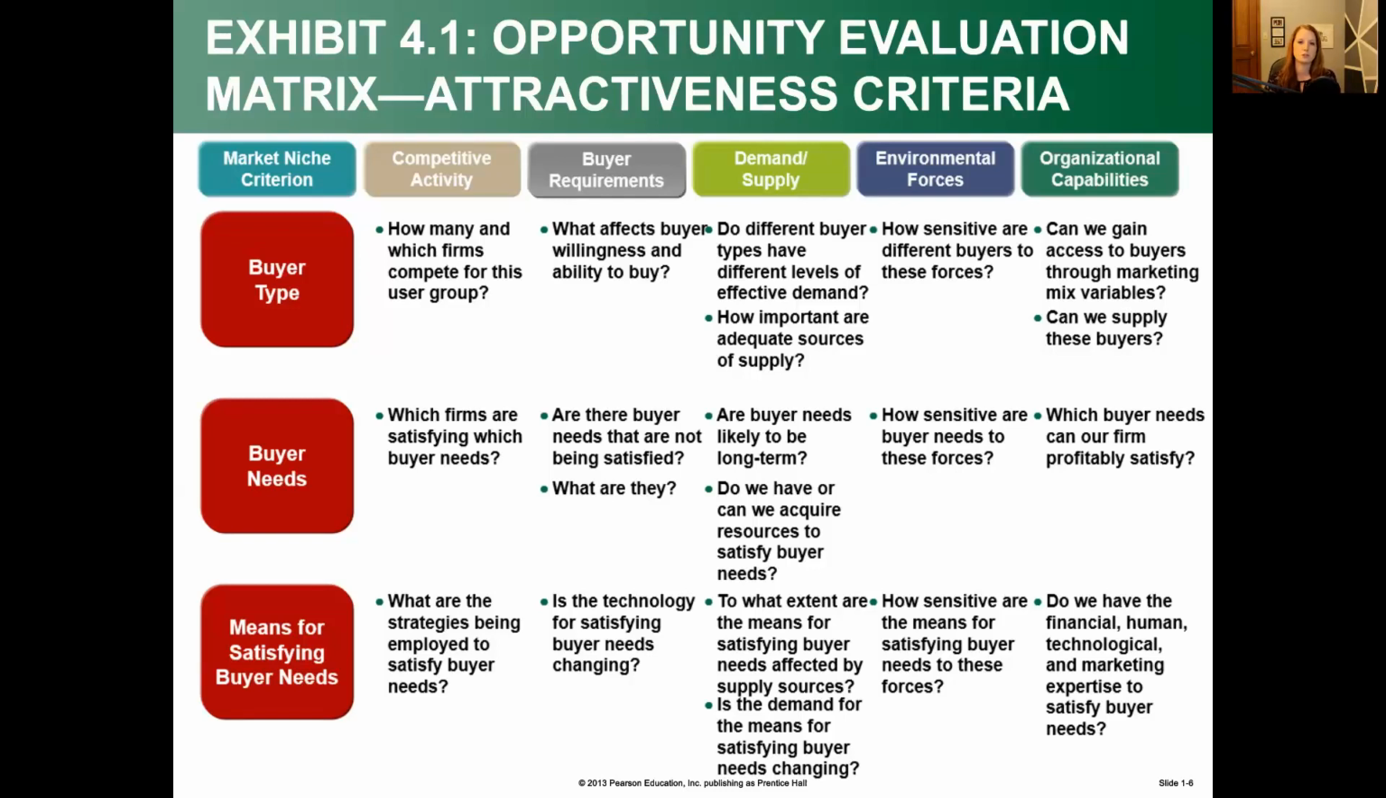So maybe that's not an opportunity that's really available yet. Then we can look at demand and supply within the market and ask some of these different questions. Like, we see these new buyer needs, but do we think that they're actually long-term?